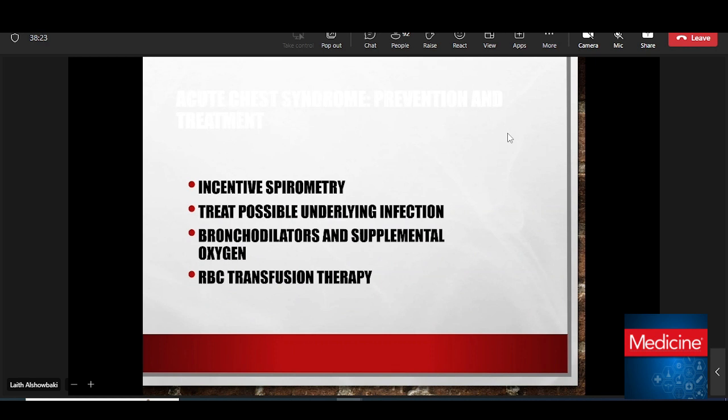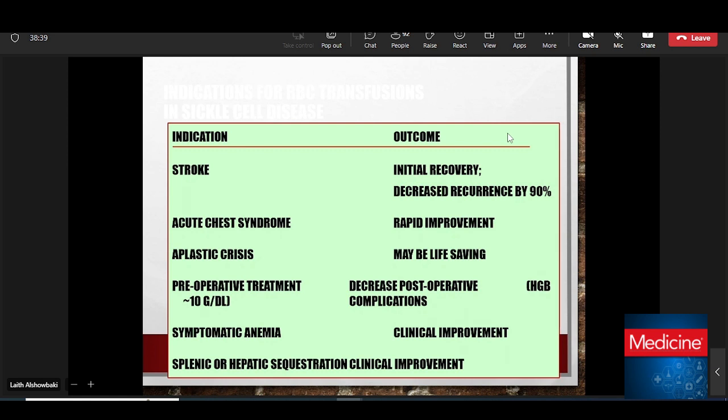So how do we prevent it? Typically, we offer incentive spirometry to reduce the risk of collapse, treat the possible underlying infection, and give bronchodilators, oxygen, and blood transfusion. There is a known, well-studied concept in sickle cell in which prophylactic blood transfusion was shown to be effective in certain circumstances, leading to fewer complications or sometimes improving survival.